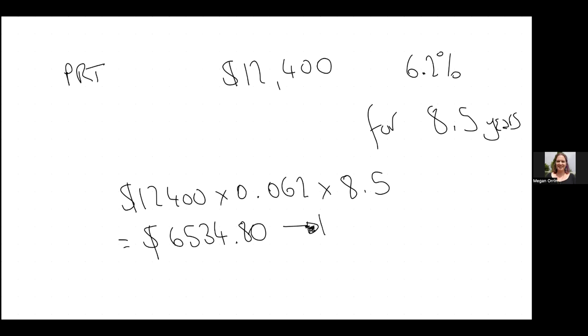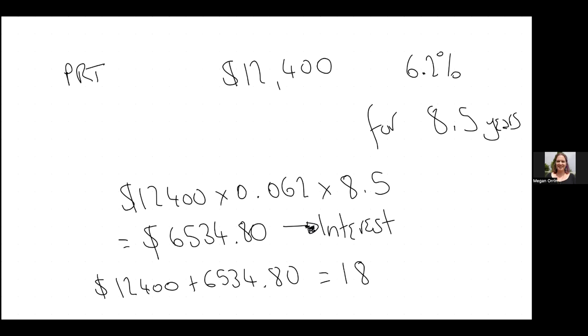So if the question asks you, how much interest did you make? That's the answer. If the question says, how much money do you have after 8.5 years? What do I need to do? Add them, right? I need to add these two things because this is still the principal amount, but I've made this much interest. So that's how much money I would have after 8.5 years. Does that make sense?